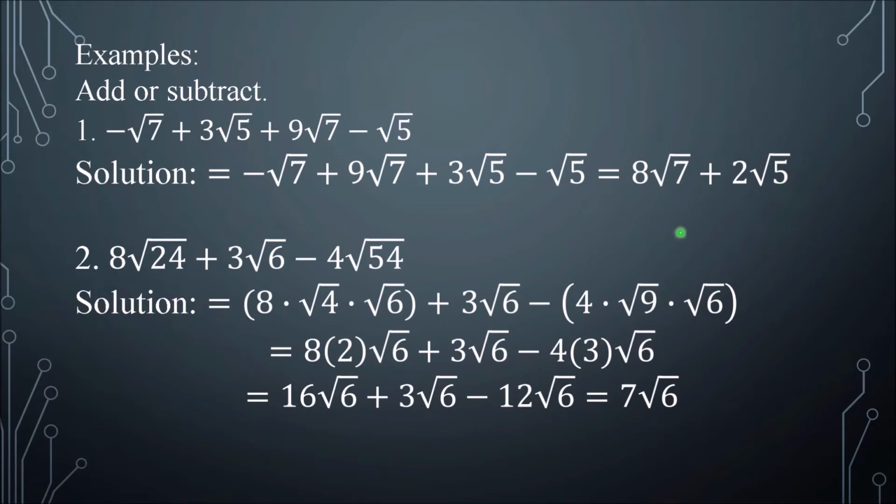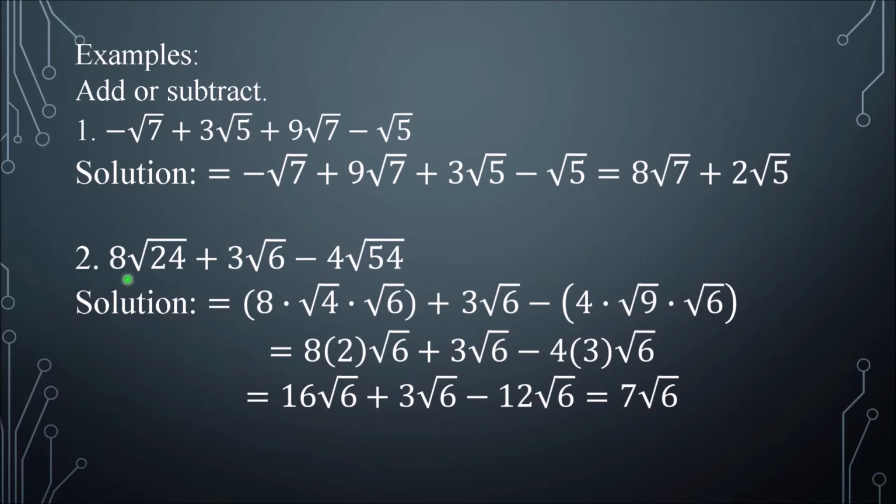Now you cannot combine 8 square root of 7 and 2 square root of 5 because they have different radicands. This one is 7 and this one is 5. So you cannot combine them. They are not like terms.